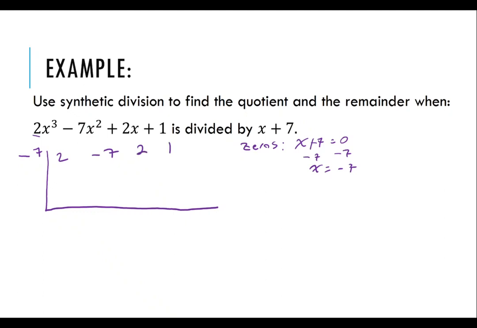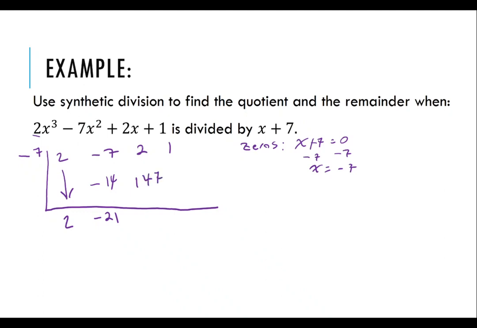Synthetic division works like this. Bring down the leading coefficient. It's 2. Then take your 0, multiply it times 2. Negative 7 times 2 is negative 14. And then we add straight down. Negative 7 minus 14 is negative 21. Then repeat. Negative 7 times negative 21, that's going to give us 147.